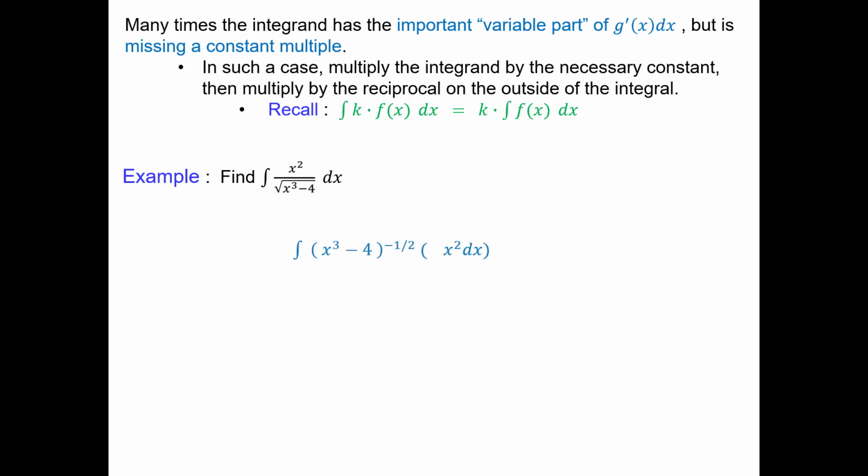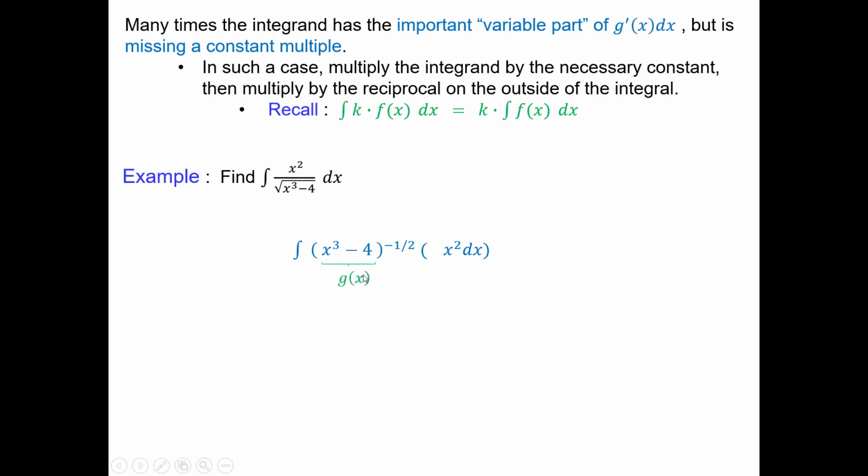So let's look at the first step. The first thing I would do is rewrite this in the appropriate form. Write the composition function first, which I would write as x cubed minus 4 to the negative 1/2 power, since the square root was in the denominator, times what's left. All that's left is x squared dx.